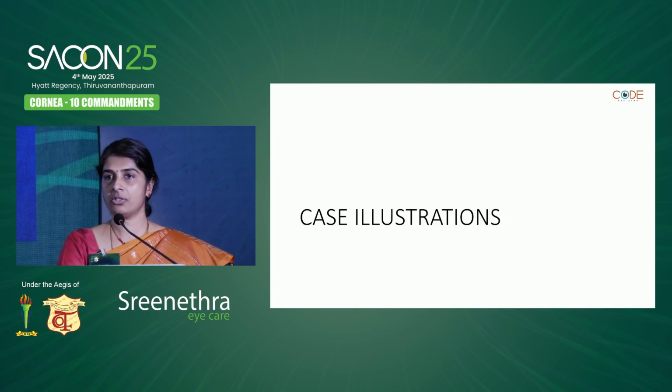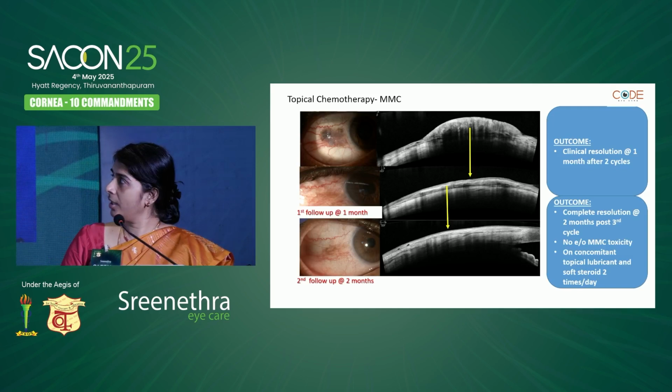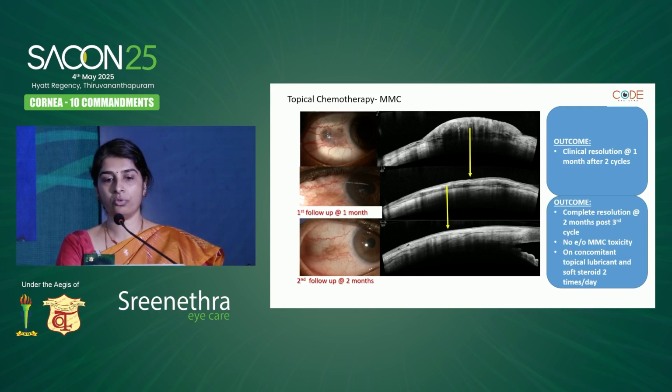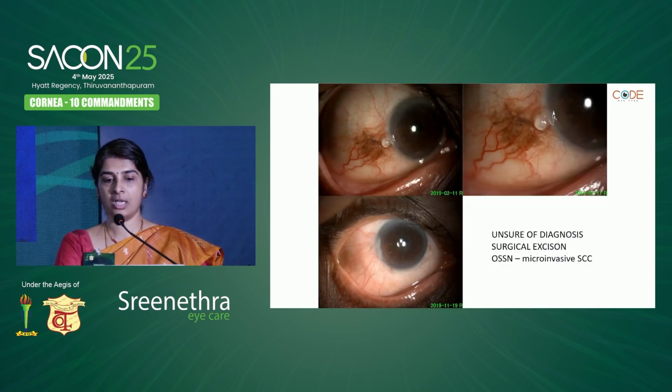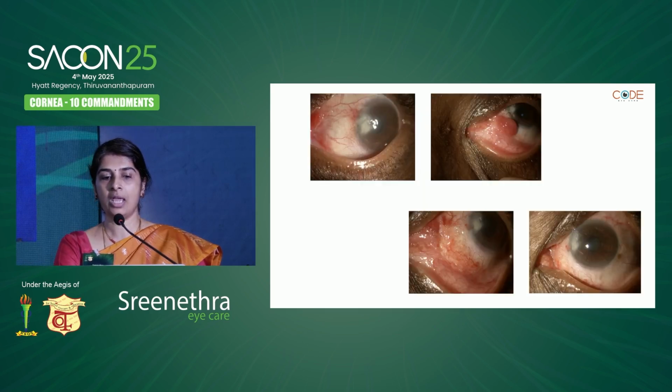Just a few case illustrations to highlight the points that I touched upon. This is a patient where the lesion, which is a pigmented OSSN, was treated purely with topical chemotherapy using mitomycin C, where you can see the clinical as well as the resolution on the OCT over a period of 2 cycles. This was a patient which also appeared to be a pigmented OSSN, but because of the cyst, we were unsure of the diagnosis and therefore went ahead with a surgical excision instead of chemotherapy. This was a patient which was basically OSSN along with pterygium that also required fornix reconstruction in the second stage.